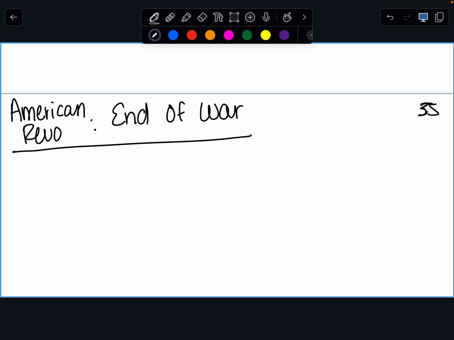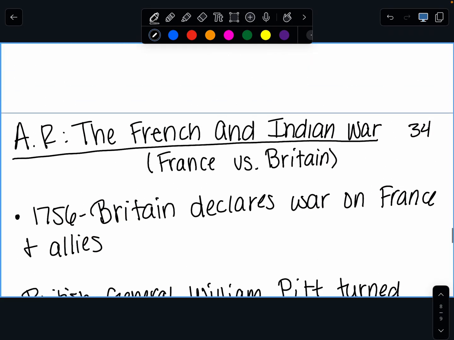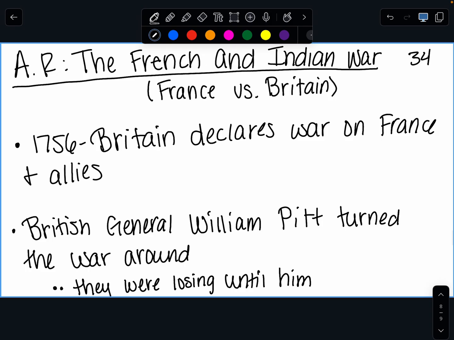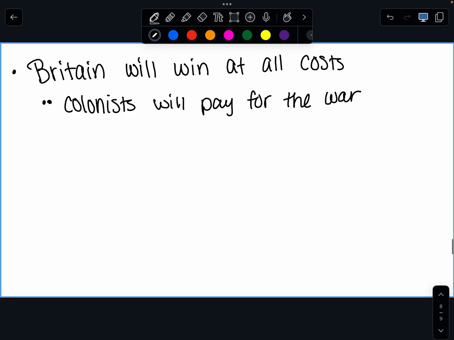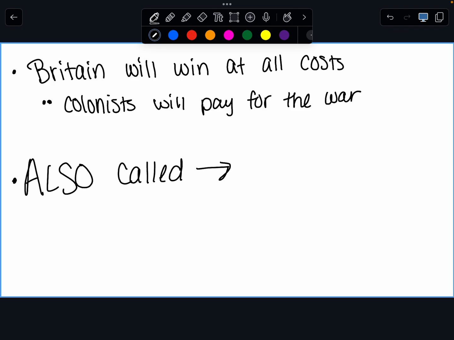Okay, here's what we're gonna do. I just thought of something. Flip back to page 34, French and Indian War. Just flip back. We're gonna add something to it. At the bottom, I'm gonna add another bullet point. It's also called the 7 Years War. Why do you think it's called the 7 Years War? Because it lasted freaking 7 years.